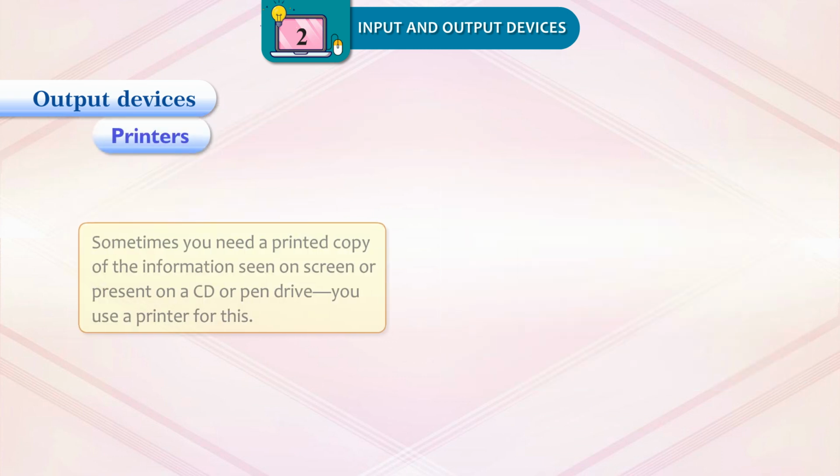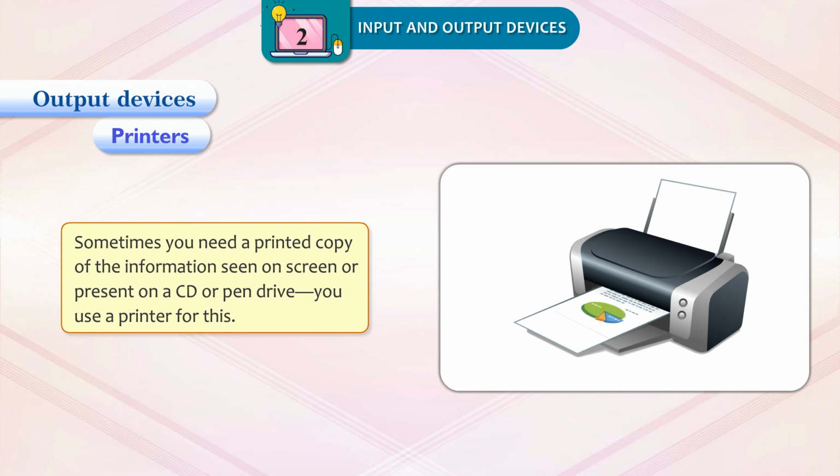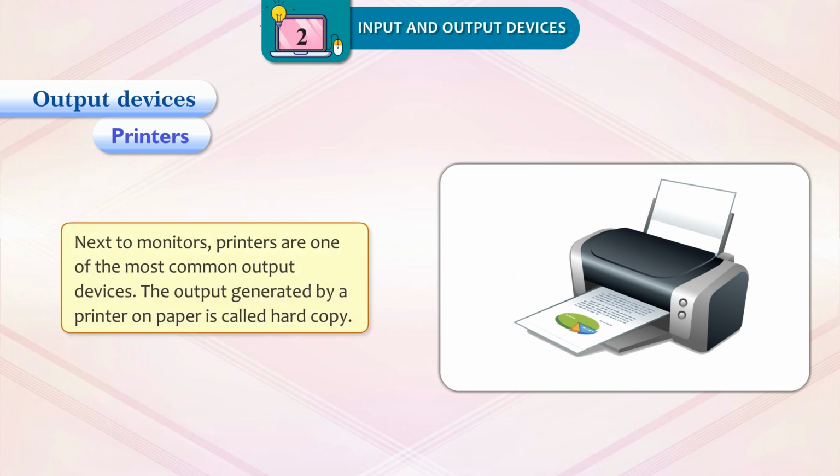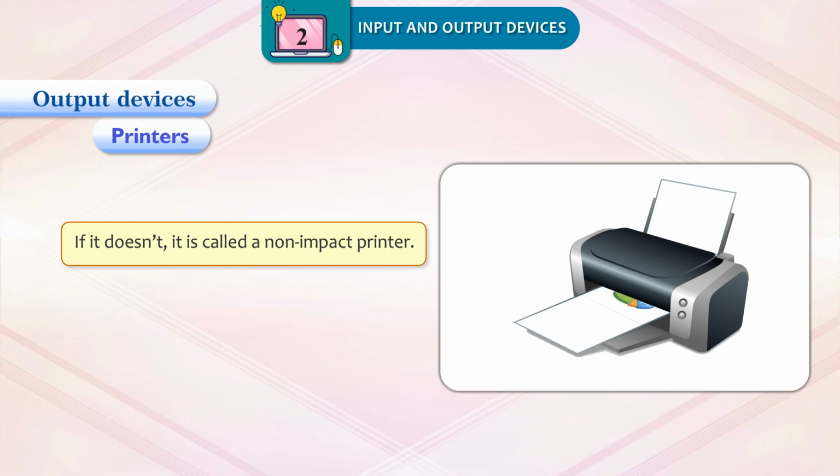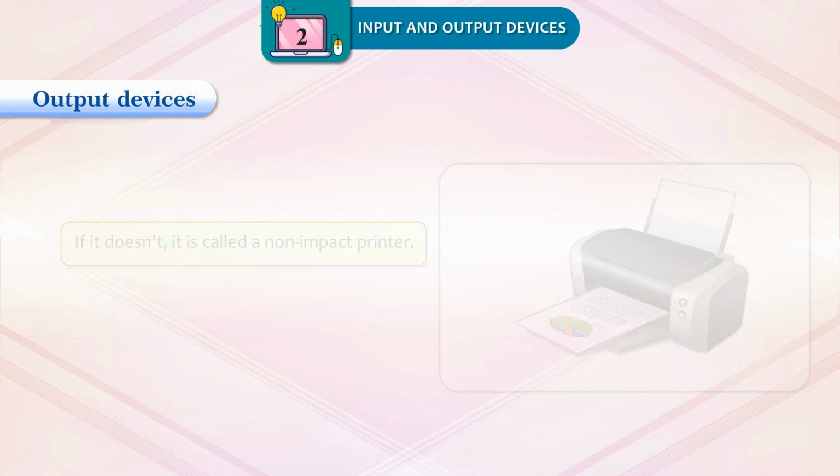Printers. Sometimes you need a printed copy of the information seen on screen or present on a CD or pen drive. You use a printer for this. Next to monitors, printers are one of the most common output devices. The output generated by a printer on paper is called hard copy. Printers are categorized into impact and non-impact printers. If the printhead comes in contact with the paper, the printer is called an impact printer. If it doesn't, it is called a non-impact printer.